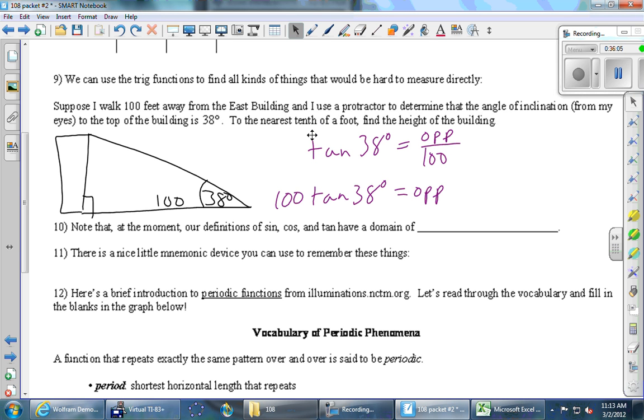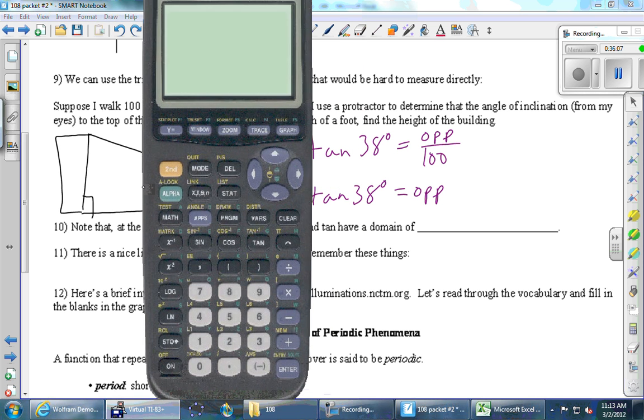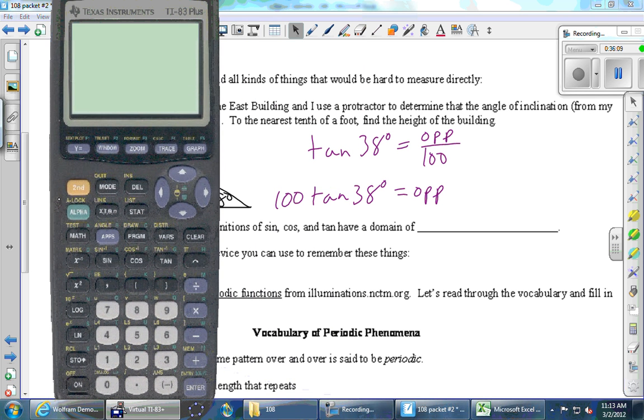And the nice thing about that is that then we avoid rounding error to the extent that we can avoid rounding error. So I'll just type in 100 tan 38 in one shot here. And so it turns out the building is about 78 feet tall. Questions on that? These numbers were made up. It's probably not 78 feet tall.